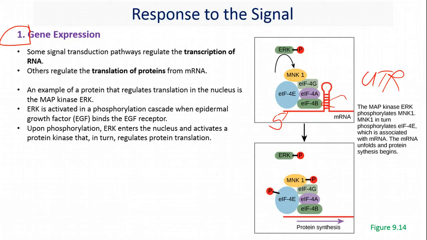So ERK is a kinase, so what it's going to do is phosphorylate this molecule called MNK1. Now the specific names of these molecules aren't important at this point. Just realize that there are many different proteins involved. And then through a cascade of phosphorylations, we're going to have this group of proteins work together to unfold that 5' untranslated region, which then allows protein synthesis to occur.